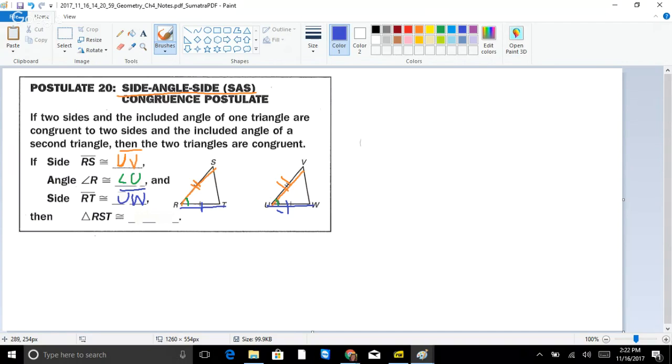So this is another way. If we have two sides and the angle that matches up those two sides, and those are congruent to each other, then we can say that RST is congruent to UVW. Sorry for the crazy W. So another way, we don't have to have every angle and every side congruent to each other. If we have two sides and the angle that connects them, we can also say they're congruent to each other. This is called the side angle side, the SAS, right?